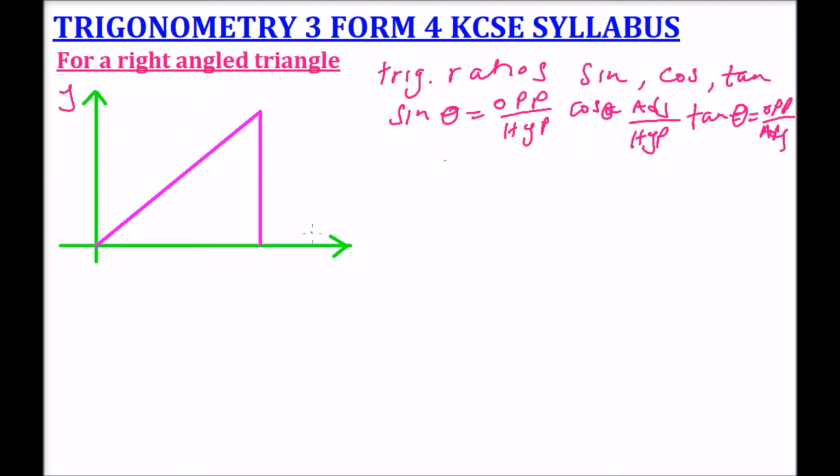This is our y-axis and this is our x-axis. So we call this a starting point. This is the angle theta, and this angle here is 90. Let's label this to be A and this is B. So this is our opposite side, and this is our adjacent side, adjacent to the angle, opposite to the angle, and this is the hypotenuse.